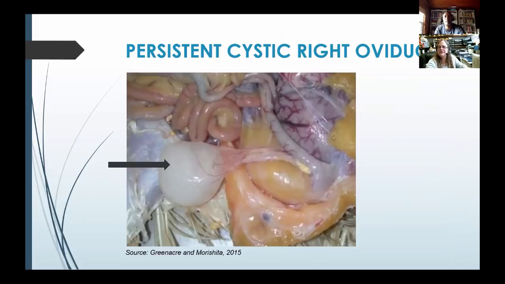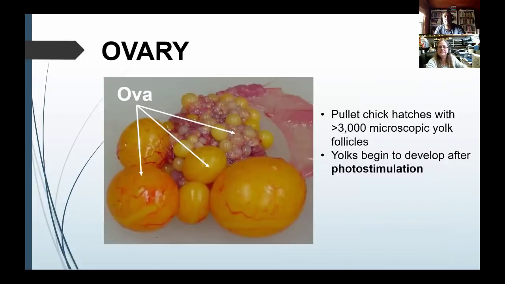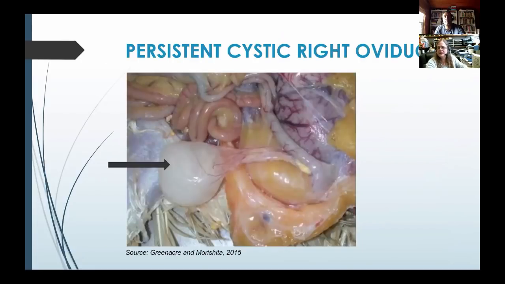The cysts can vary anywhere from barely perceptible to 15 to 20 centimeters in diameter. An increased incidence has been seen in flocks after an infectious bronchitis outbreak. Oviductal cysts are necropsy findings that rarely, if ever, affect flock performance, but you may see that if you open up your chicken to see what's going on after it died.